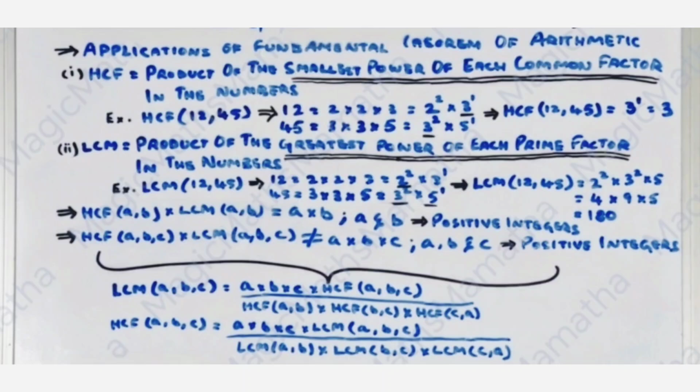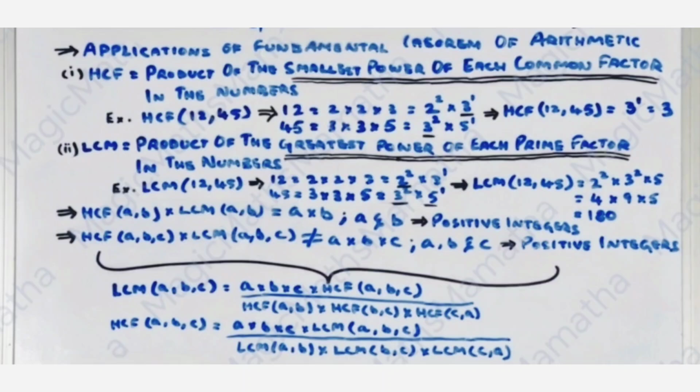Now what is the common factor among both the prime factorizations? It is 3. But are we interested in the degree? Look at the degree. For the number 12, we have 3 raised to the power 1, whereas for the number 45, 3 raised to the power 2. So we have to go for the least one, which means the HCF of 12 and 45 is 3 raised to the power 1, which is equal to 3.